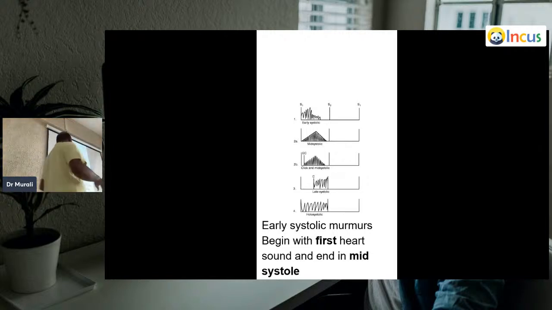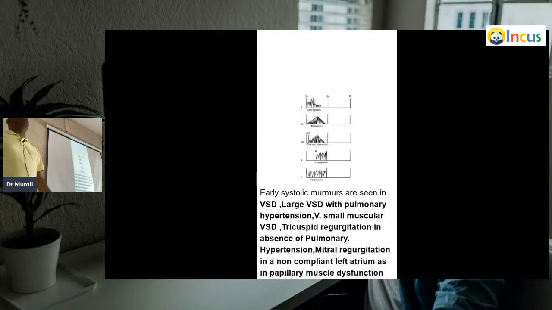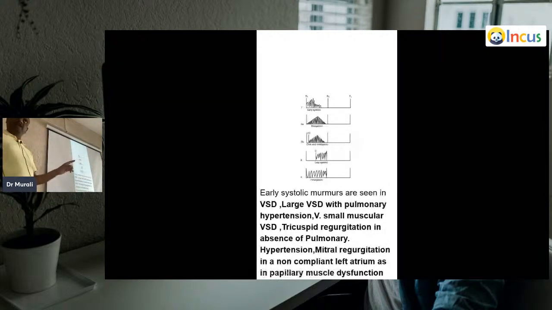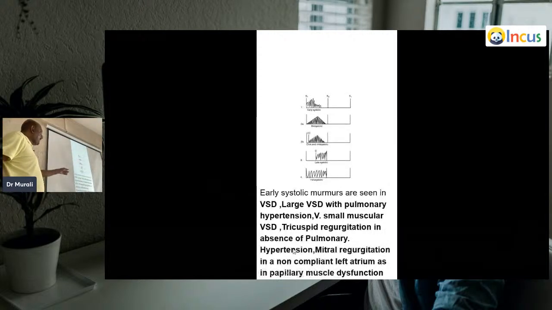Then early systolic murmurs begin with the first heart sound and end in mid-systole. So where do we see early systolic murmurs? VSD typically leads to pan-systolic murmur, but if it is a large VSD with pulmonary hypertension, or a small muscular VSD, or if there is TR without pulmonary hypertension, it will not be there throughout systole. TR occurs only during the early part of systole.